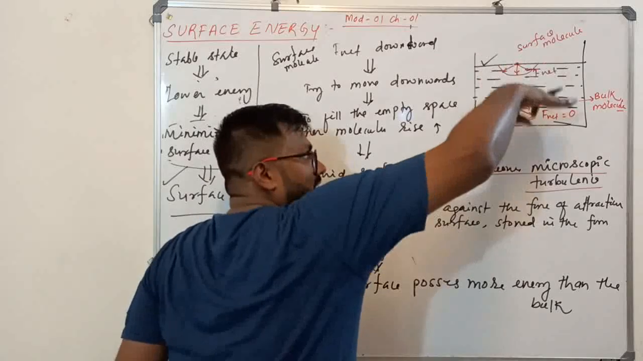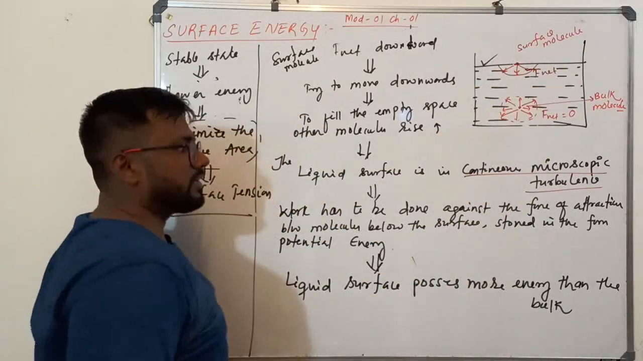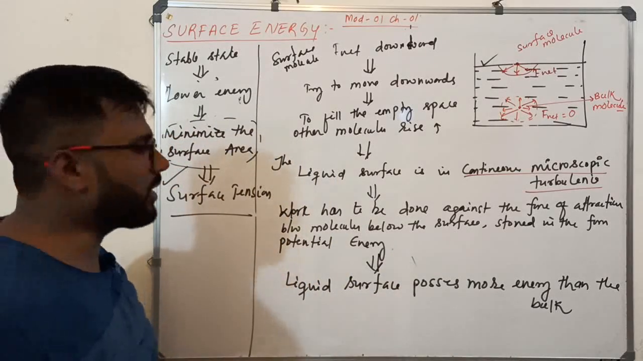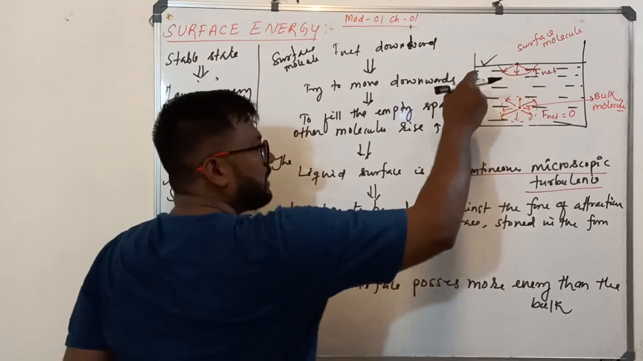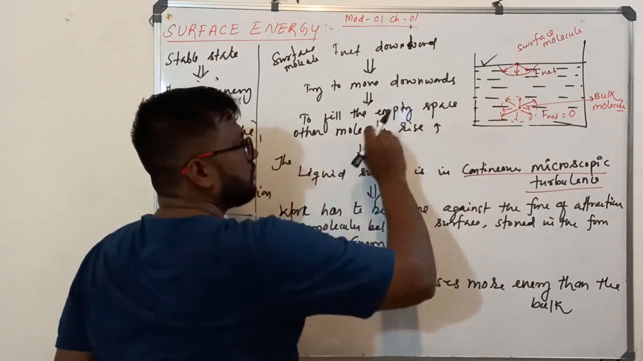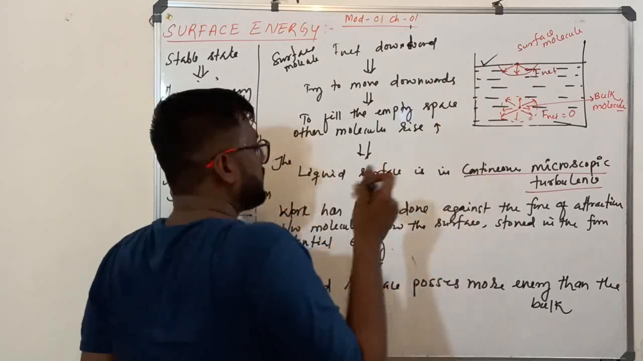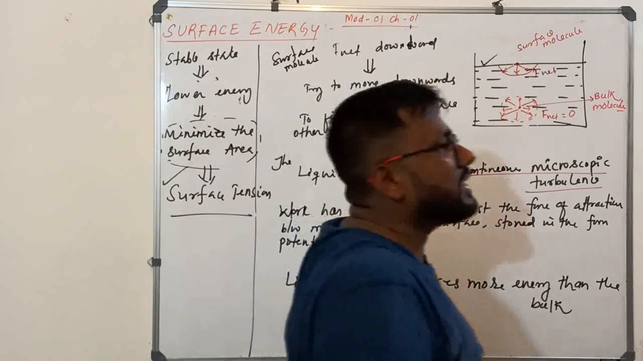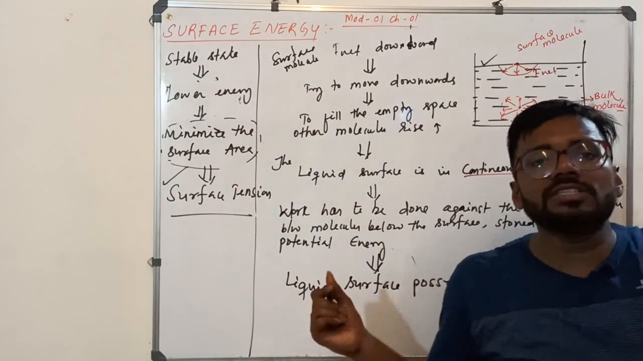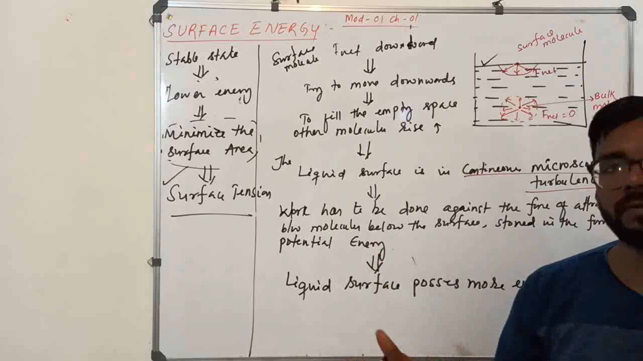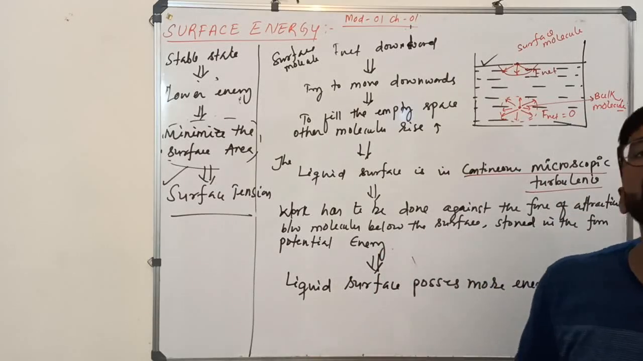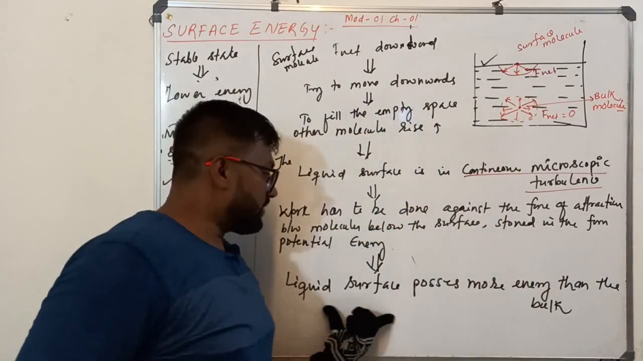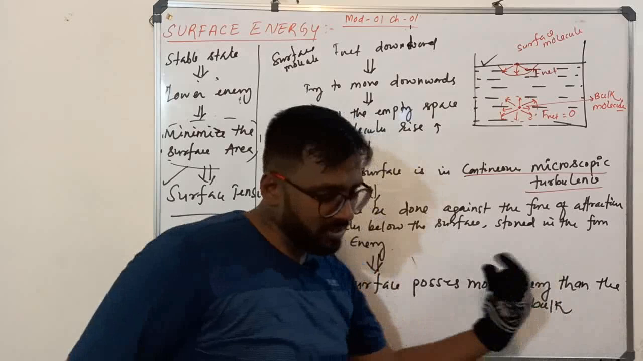Correct. So this continuously happens on the surface of the liquid. That's why the liquid surface is in continuous microscopic turbulence. It happens at a very small scale. Because these molecules are coming up to fill the empty space, they have to do some work. How will they do the work if they don't have energy? They are doing work because energy is stored in the form of potential energy. So they have some extra energy. The surface of the liquid has extra energy compared to the bulk molecules. The liquid surface possesses more energy than the bulk molecule.